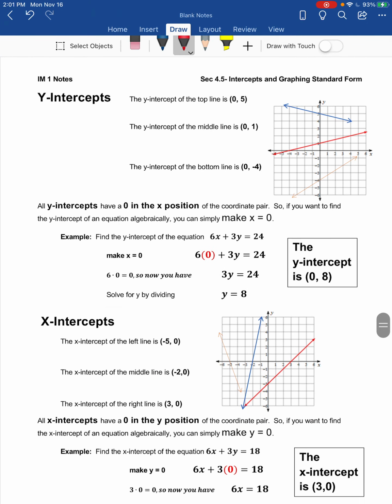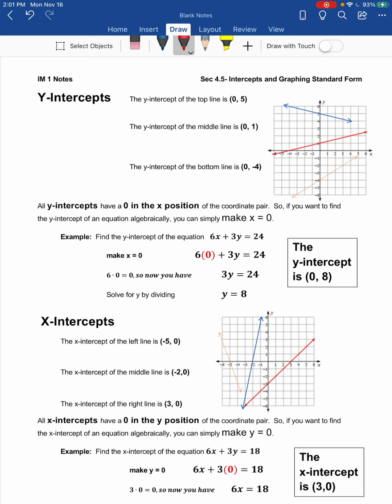In today's lesson, we are going to be graphing our linear equations from standard form. One way that we're going to do that is by finding our intercepts, so where your line is going to intercept your x-axis and your y-axis. In this first example, what's given to you is 3 different lines, and with those 3 different lines, it identifies your y-intercept.